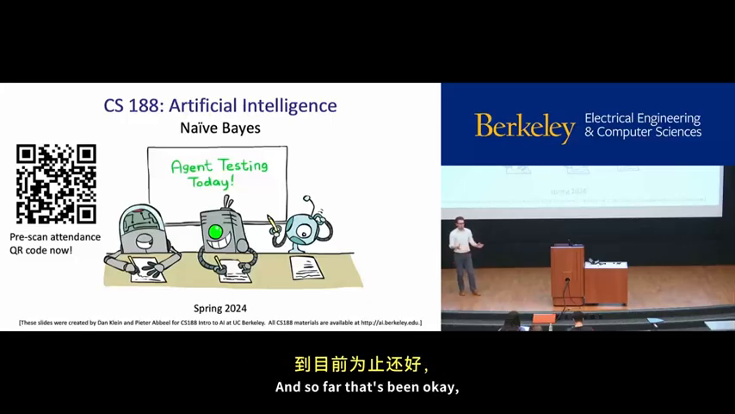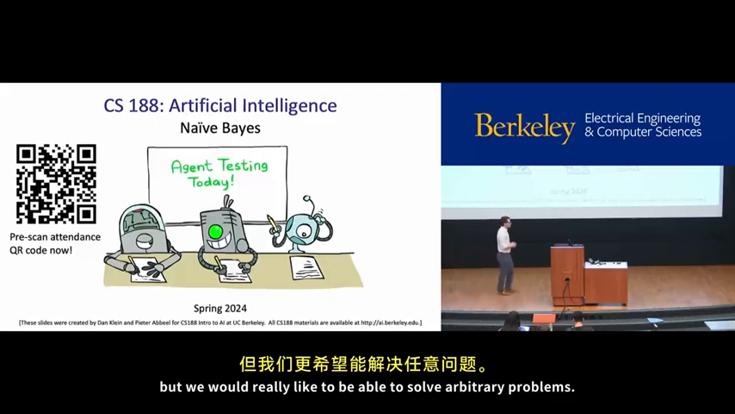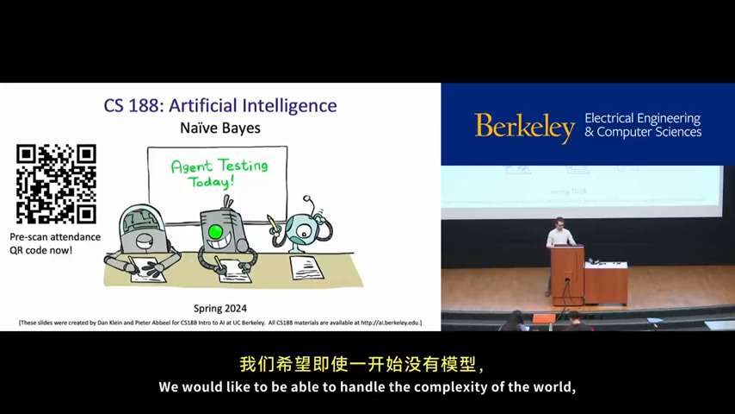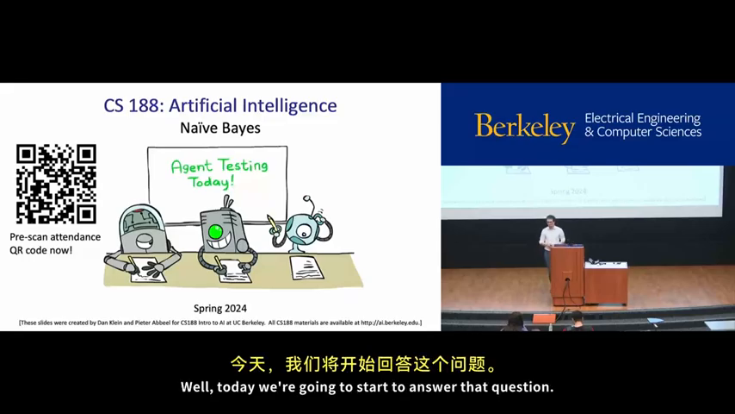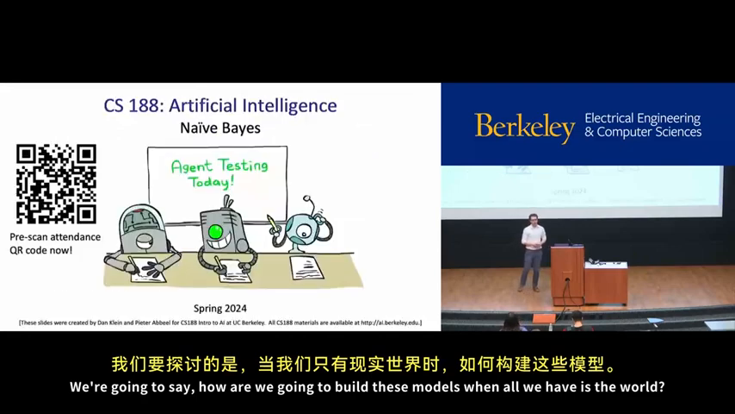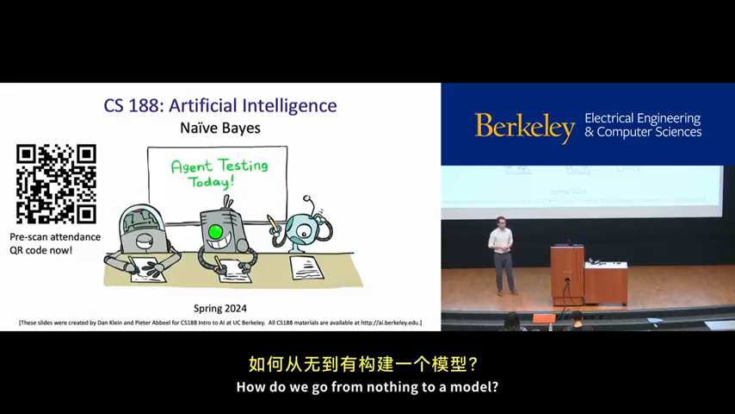So far that's been okay, but we would really like to be able to solve arbitrary problems. We'd like to be able to handle the complexity of the world, even when we don't have a model to begin with. And so how are we going to do that? Well, today we're going to start to answer that question. We're going to say, how are we going to build these models when all we have is the world? How do we go from nothing to a model?